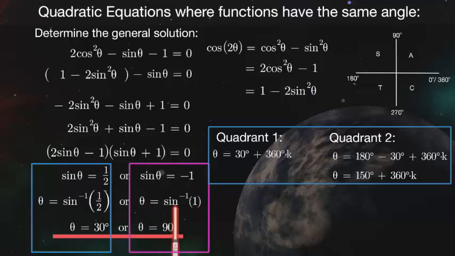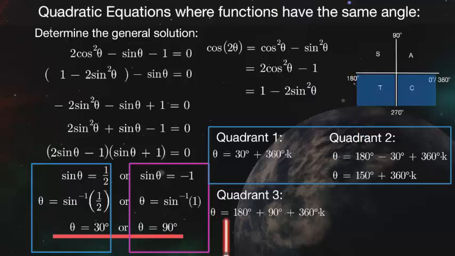Then we go to find out in which quadrants we need to work. So here's our sine function with its angle. It's equal to a negative ratio, so we are going to work in quadrant 3 and in quadrant 4. So this part is going to be 180 plus our reference, which is now 90. And here we go: theta equals 180 degrees plus 90 degrees plus 360 degrees times k, and we end up with theta equals 270 degrees plus 360 degrees times k.